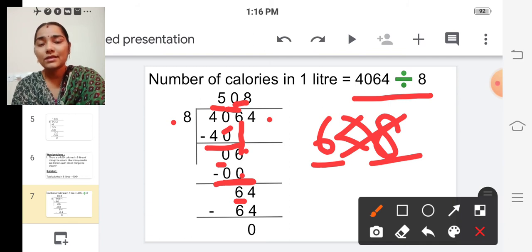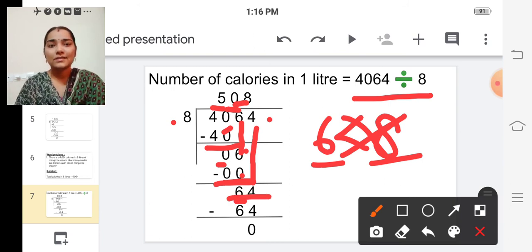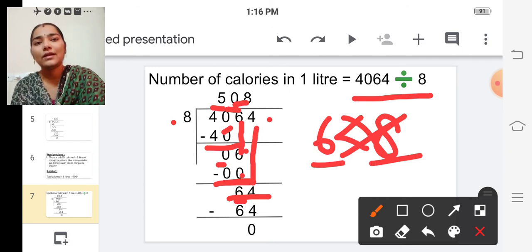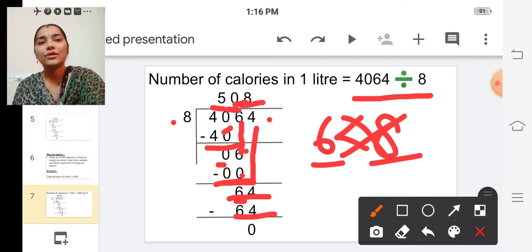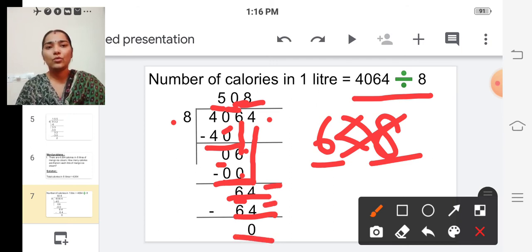In the next step, we have to bring down this 4 here. So the number becomes 64. 64 is greater than 8, so we can divide now. And 8 8s are 64, isn't it? So write that 8 here and 64 here. 64 minus 64 is 0.